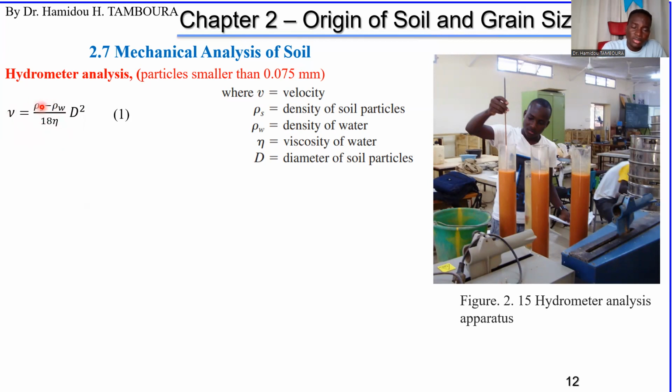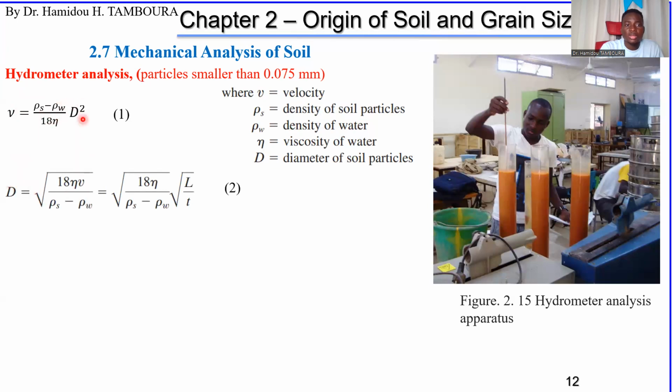So we have the density of the soil particle, the density of water, and this is the viscosity of the water. D is the diameter of the soil particle. So from this, we can calculate the diameter of the soil particle by using this square root, like this. And remember, velocity is just distance divided by time.